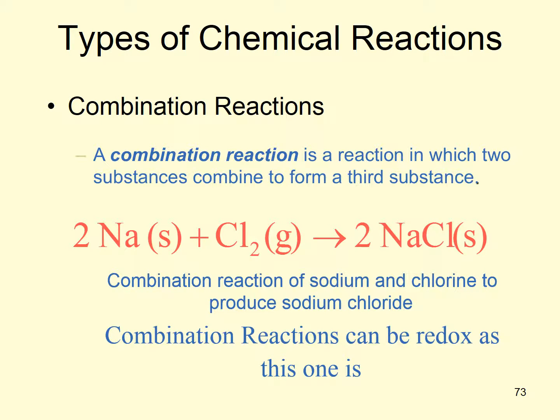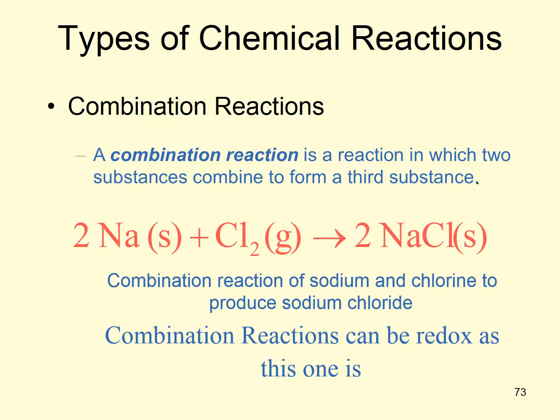Combination reactions can be redox reactions, which this one is. How can you tell if it's redox or not? You're going to have to look at the oxidation numbers. If the oxidation number changes, it's a redox reaction. Here, sodium on the left has a 0 oxidation number, but on the right, since it's in a compound, it's a positive 1 oxidation number. So it's gone from 0 to positive 1. It has increased its oxidation number, which means it's been oxidized.